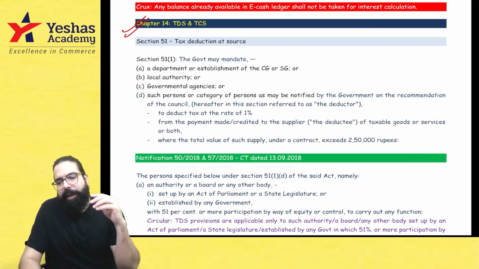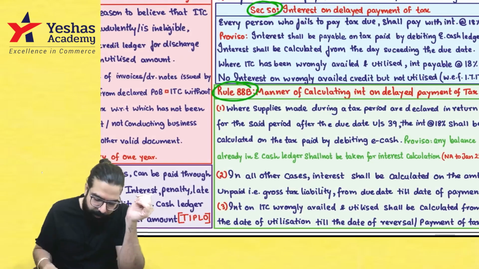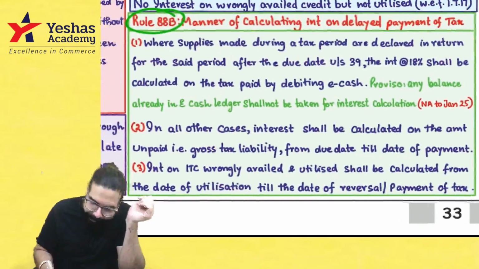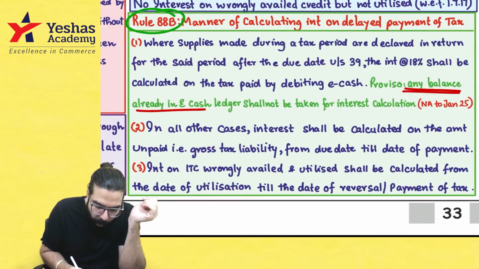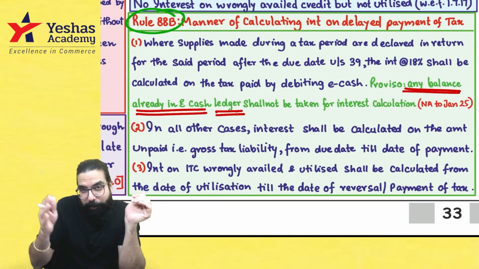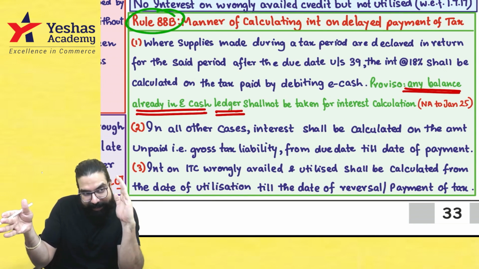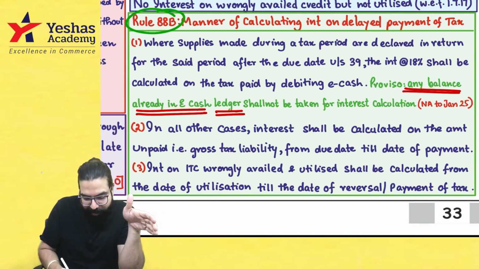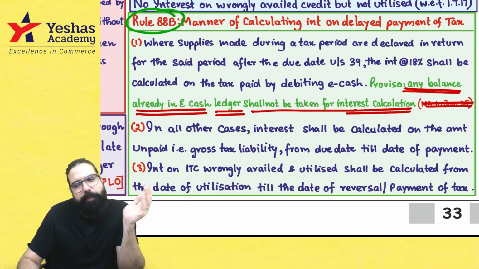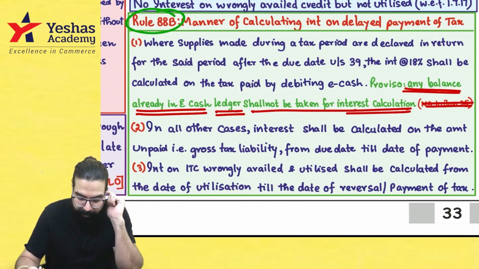Listen to me very carefully. In your chapter of TDS, what they have told. So, sir, here, any balance already in the e-cash ledger, which you deposited on the due date, till the date of filing, shall not be taken for interest calculation. This was not applicable for January, but from May onwards, it is applicable. Done, sir. This point is clear.